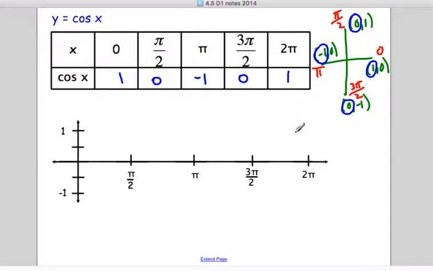So if we graph that, we start up at 1. At pi over 2, it goes down to 0. At pi, it goes down even more to negative 1. At 3 pi over 2, it goes back to 0. And at 2 pi, it goes back up to 1. Now I know that these dots look like a V, but don't connect them like a V. These are not V's, these are curvy like waves. So make it like a curvy wave.